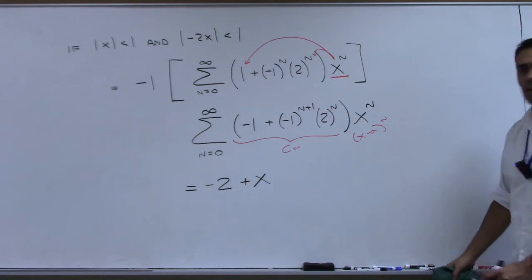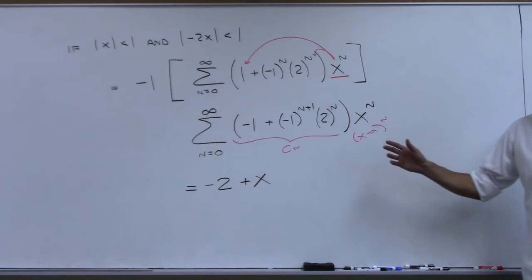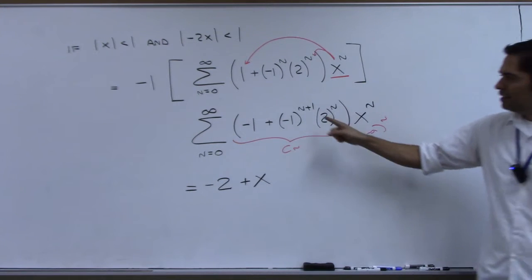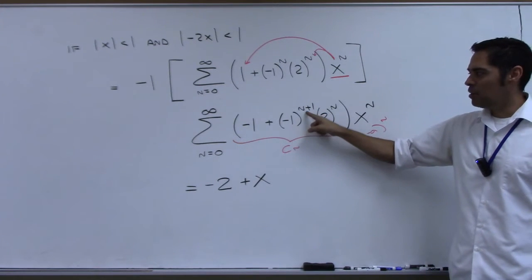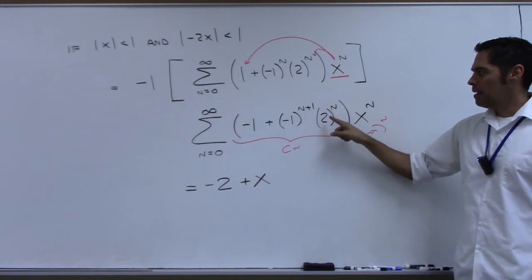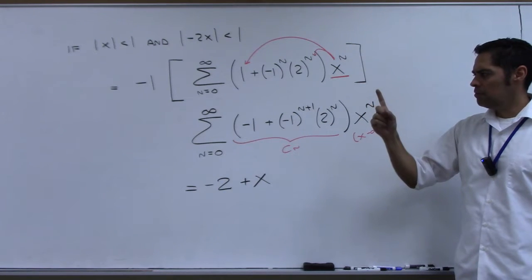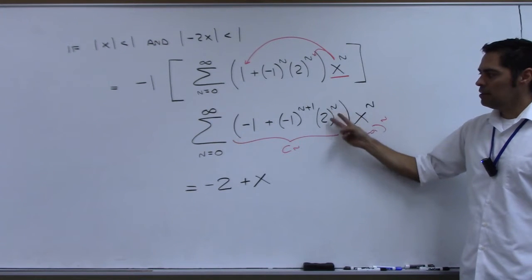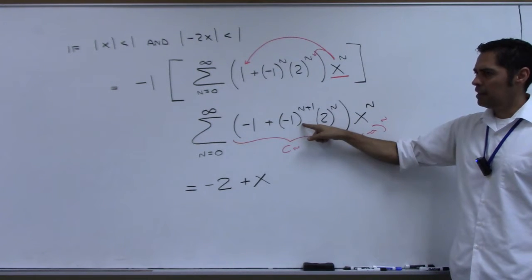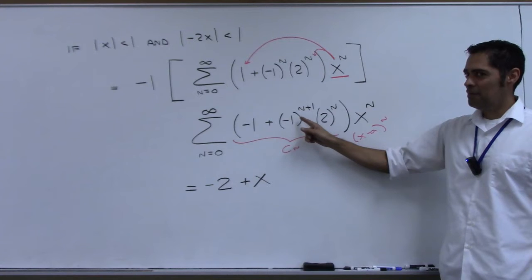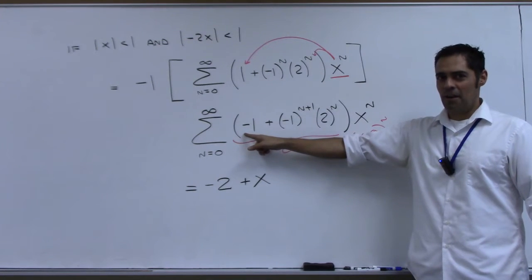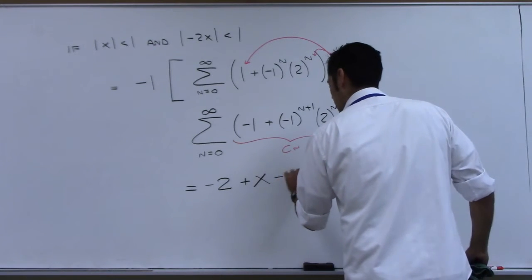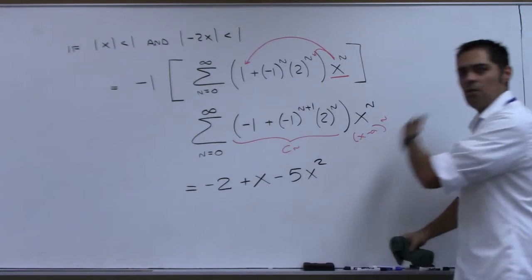Y'all are all looking at me like I'm doing some crazy stuff up here. Let n be 2. 2 plus 1 is 3. What's negative 1 cubed? Negative 1. Okay, I'm plugging in 2. 2 squared, 4. Negative 1. So negative 4, negative 5, x squared, and so on and so forth.